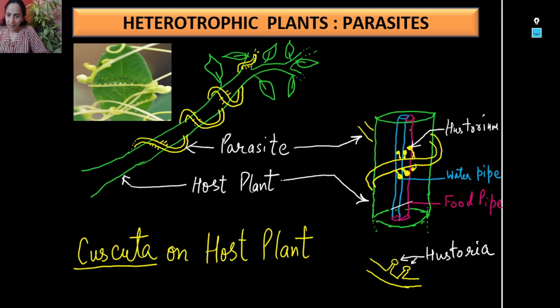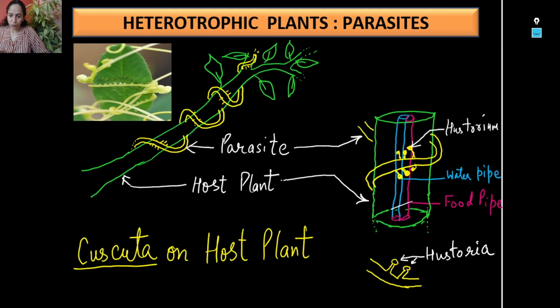Now pay attention to this cross section. That's the outer bigger diagram. It's the cross section of a plant, and within it is the green host plant, which has water supply as well as food supply. Cuscuta is coiling around this plant, and with the help of those special structures, the Haustoria, it is piercing this host plant and reaching up to the water and food pipes of the host, and drawing food and water from them.